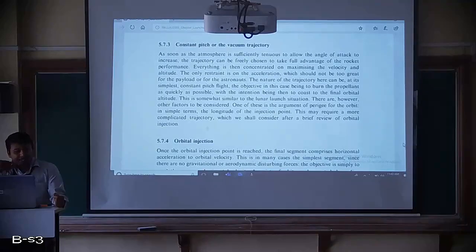At that time you can freely choose the trajectory path, whatever we want, as per what will be to the advantage of the rocket performance. Based on the rocket performance, you choose the trajectory at that time, when our atmosphere will slowly allow us to change it.